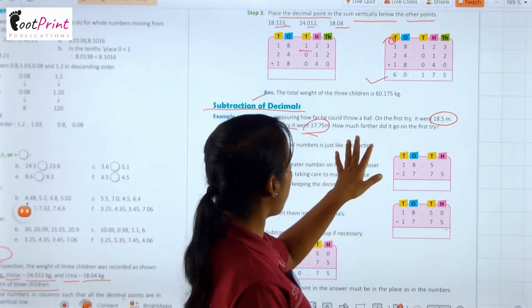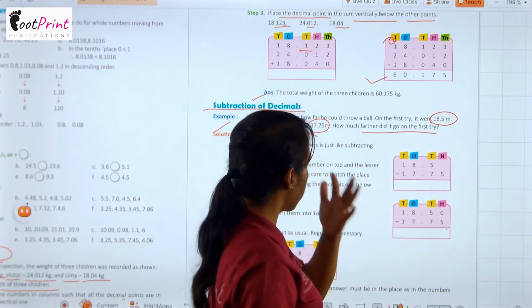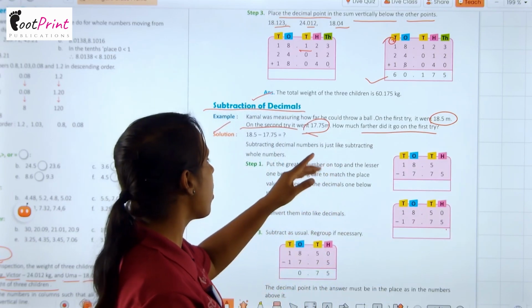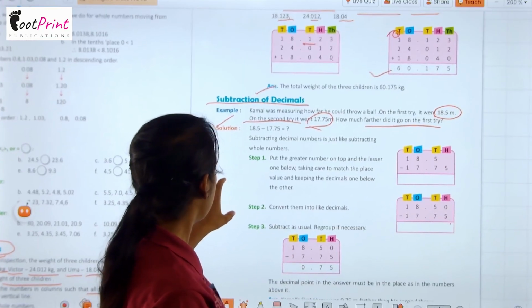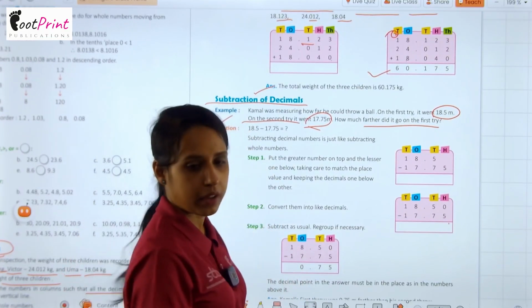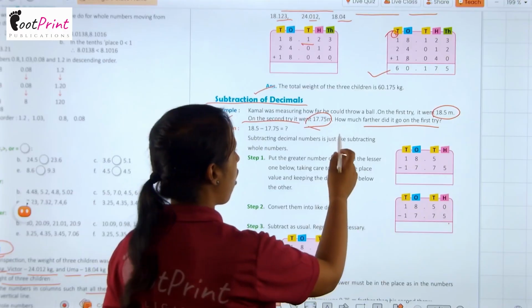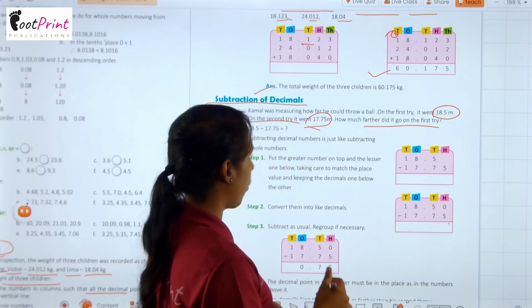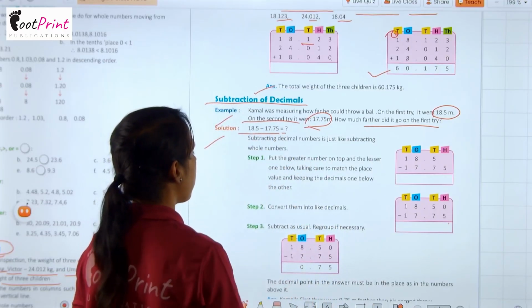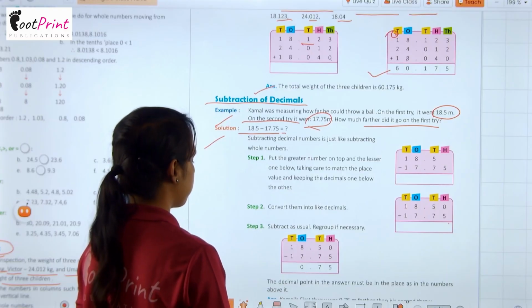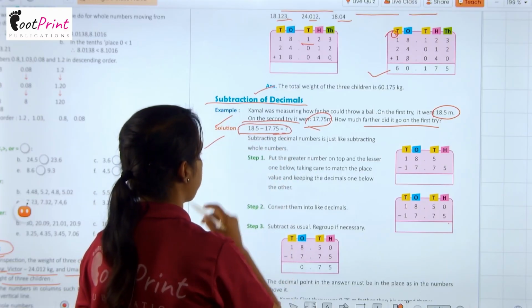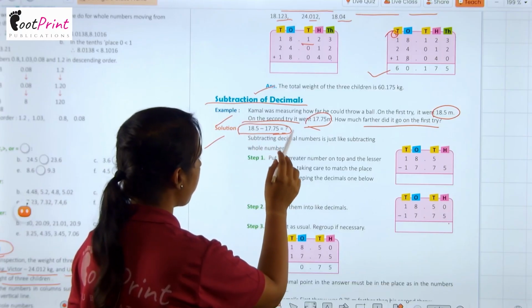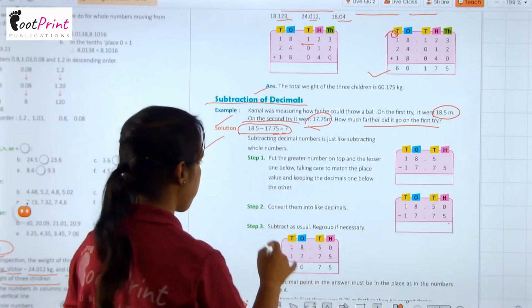How much further did it go on the first try? तो हमें बताना है first try में वो कितना ज़्यादा आगे गया था. So here, solution: how do we find how much further did it go? We can find it by subtracting. So here 18.5 minus 17.75.